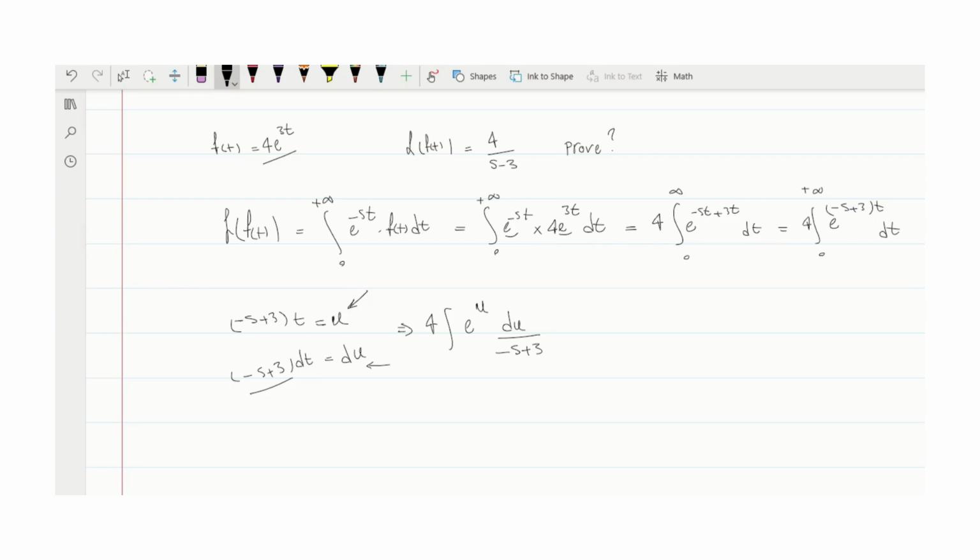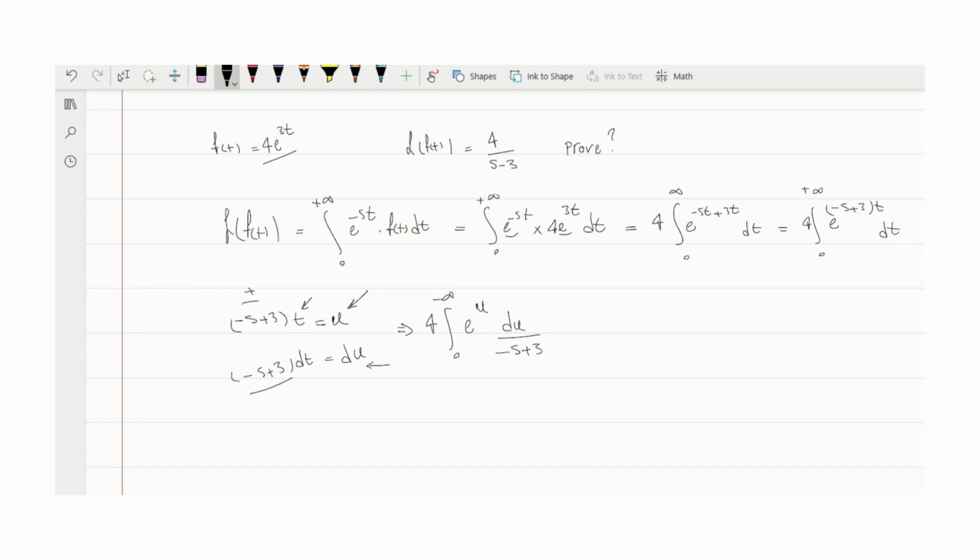So if t is equal to 0, if I put 0 in here, it would be 0 times this term inside the parentheses, so it would be 0. So the lower boundary would be 0. And if I put plus infinity in here, u would be equal to minus infinity. Why is that? The reason is that if minus s plus 3 is a positive value, and you put plus infinity in here, you would be left with a positive infinity on the upper boundary, which is not a convergent answer.